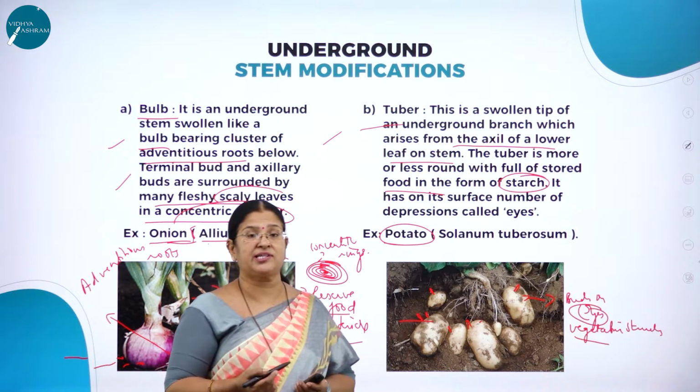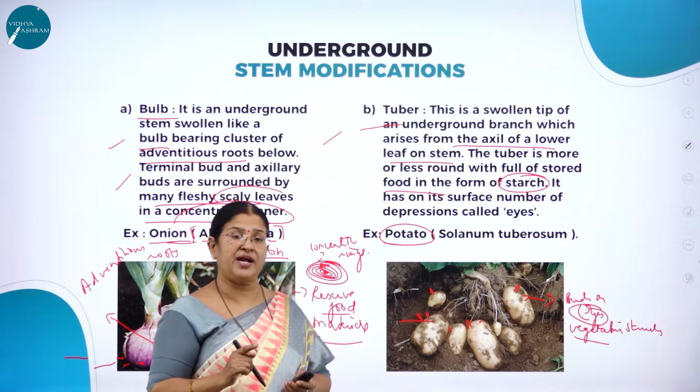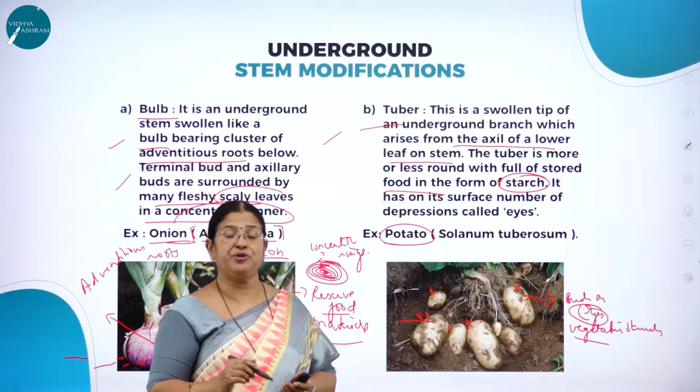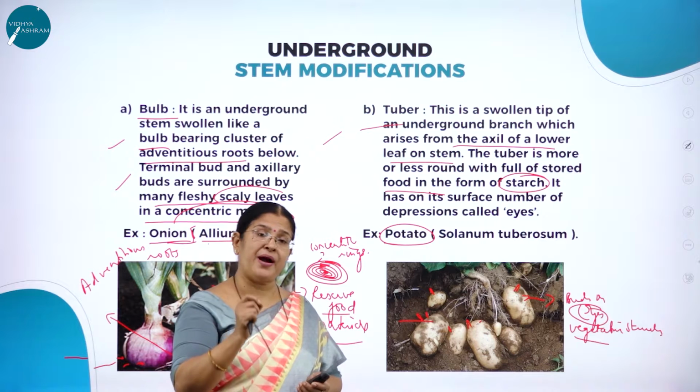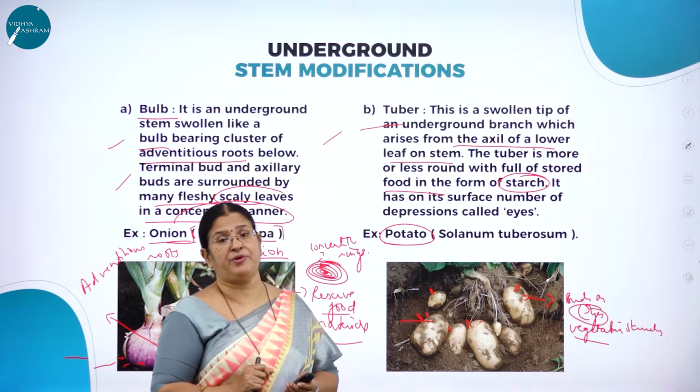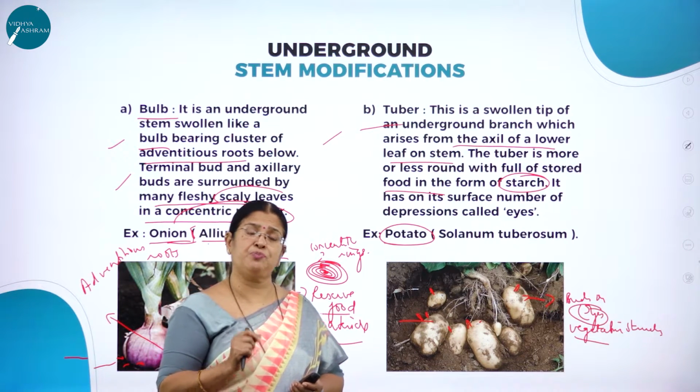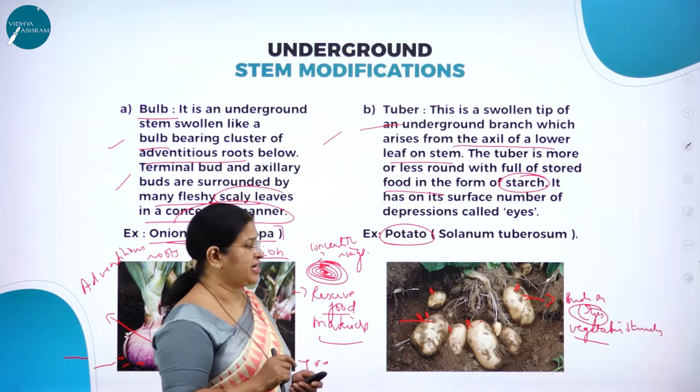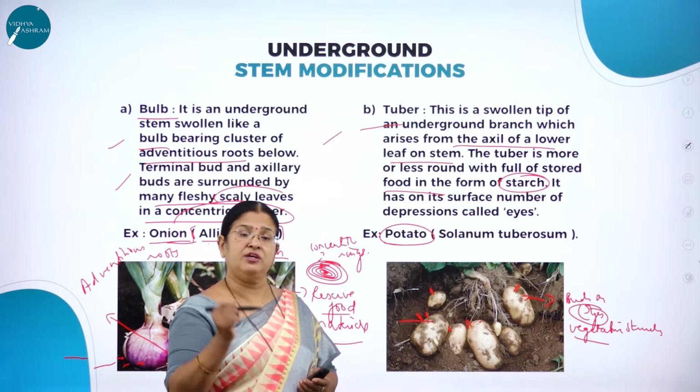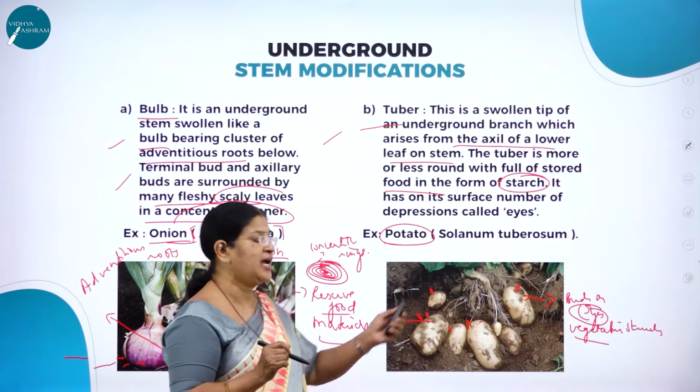As we have already discussed, asexual reproduction in plants is also called vegetative propagation, and the plant parts which take part in the process of reproduction are called vegetative propagules or vegetative structures. In case of potato, the vegetative structures are nothing but the eyes.